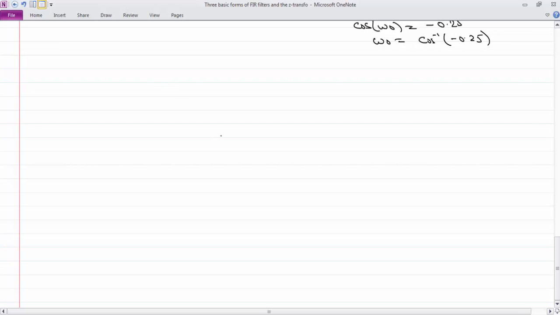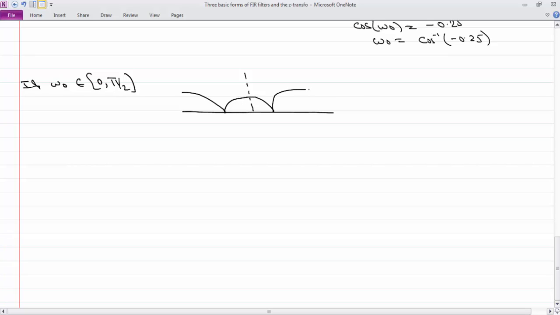Now, one thing you should be careful about is that depending upon where the notch is for this simple filter, if omega naught is between 0 and pi by 2, okay, then your notch filter's magnitude response will look like this, which means that there will be some attenuation in the region around omega naught. And the reason is because you have two zeros which are close to each other around the omega equal to 0 frequency.